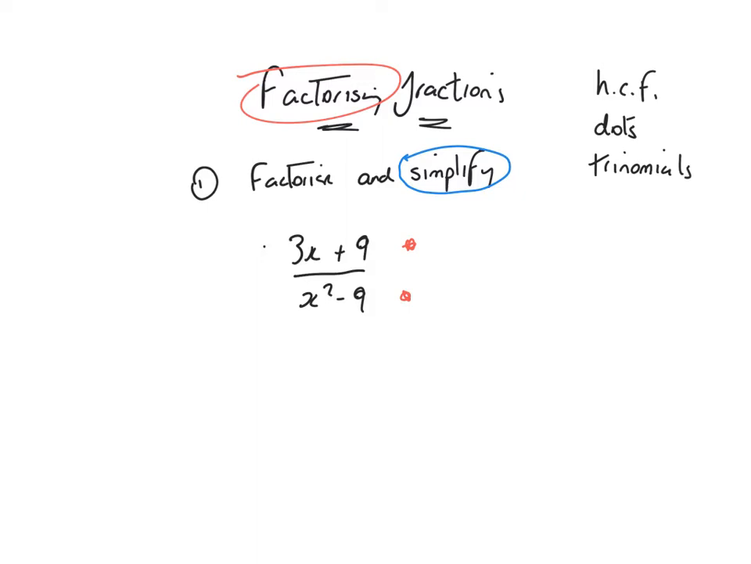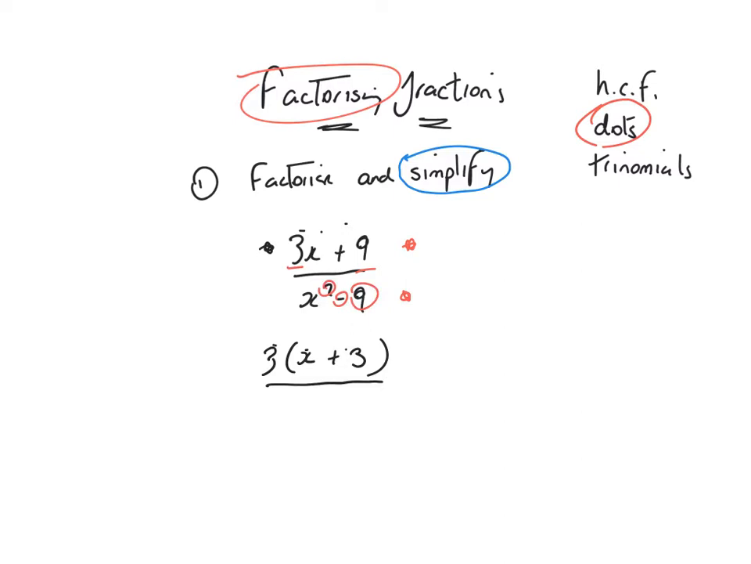Okay, so in the top here, we've got 3x plus 9. So that's just straightforward highest common factor, and from 3 and 9 I can take a common factor of 3, so that would be 3 lots of x plus 3, since 3 times x is 3x, and 3 times 3 is 9.